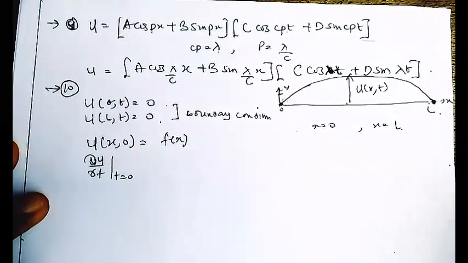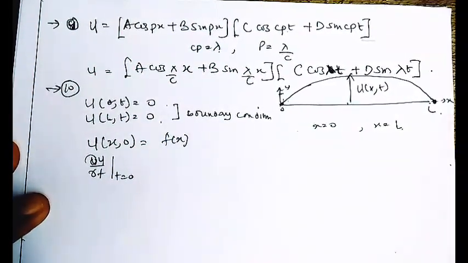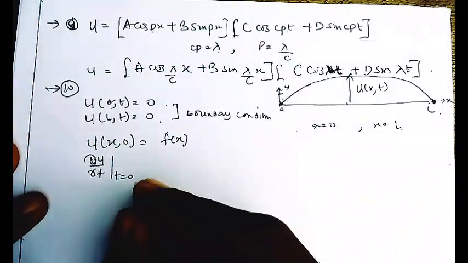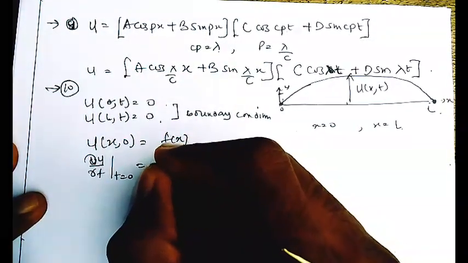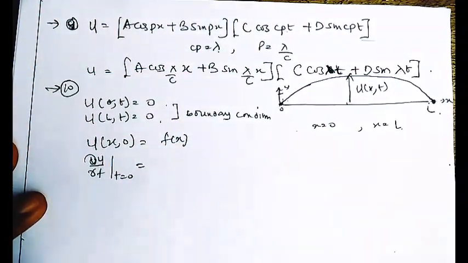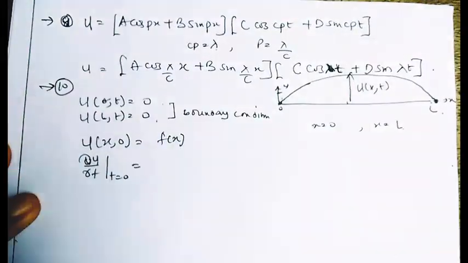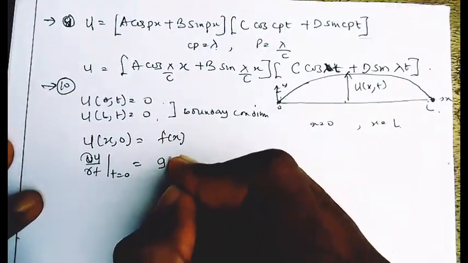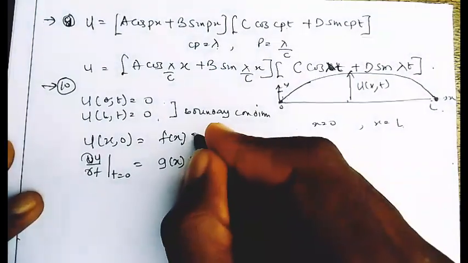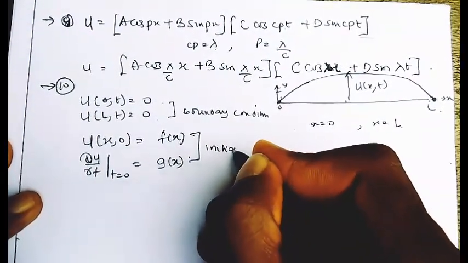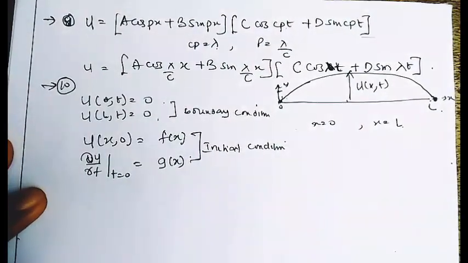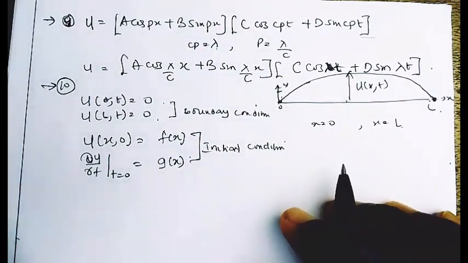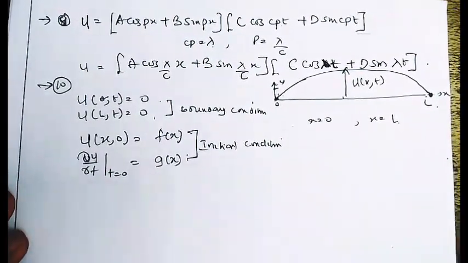Remember, initial velocity is before it starts moving, before the time starts counting, when t is equal to 0. It will also be given, and it is also assumed to be a function of x. Let's call it g(x). So this right here is my initial condition. So you are going to be given these two types of conditions when you are solving the wave equation.